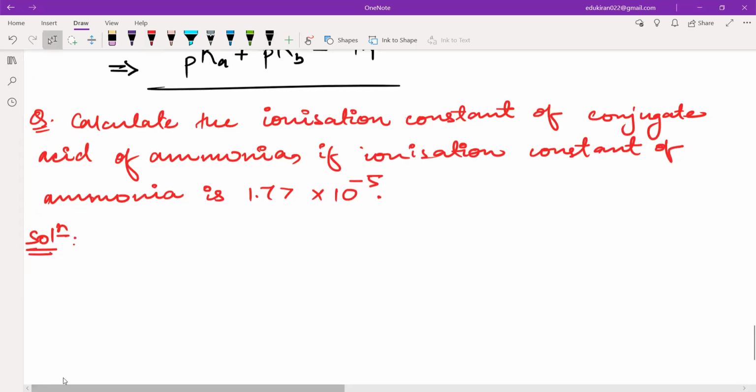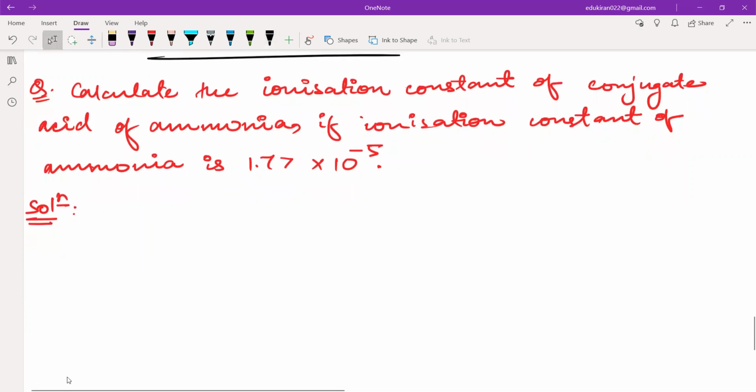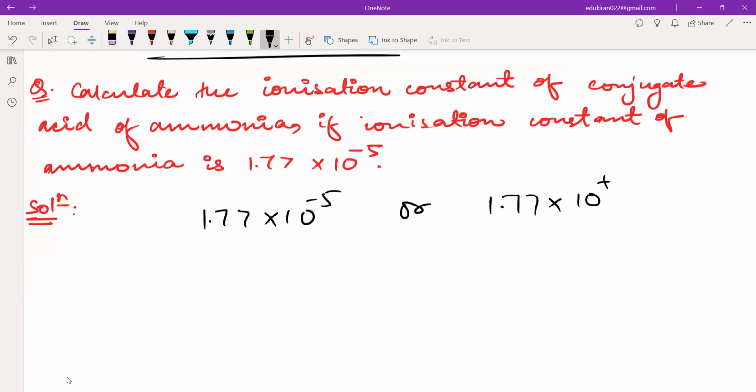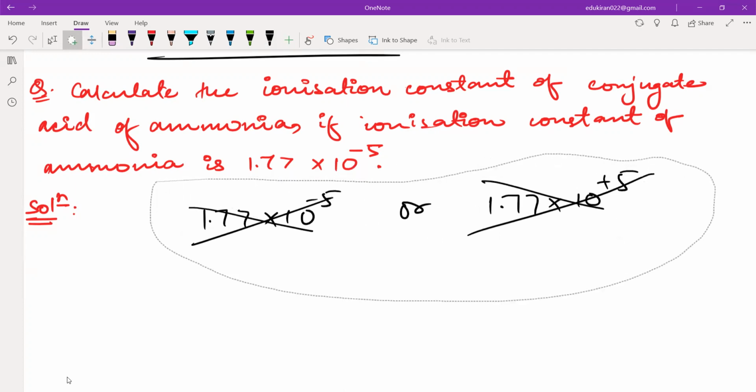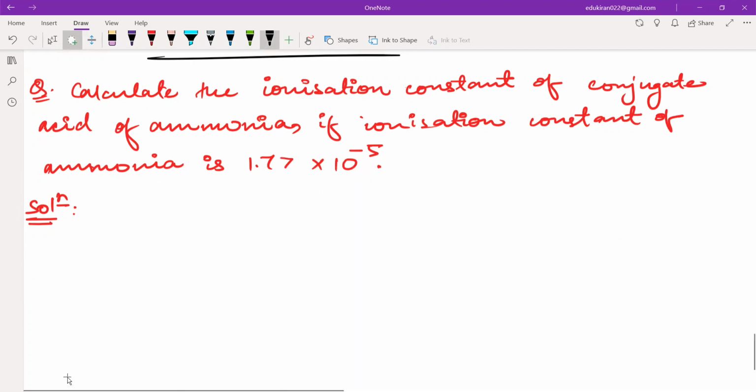How many of you have this urge to write the answer, that the ionization constant of the conjugate acid of ammonia will be this much only, or something related to that, without doing any calculation? Never write like this. It will not be 1.77 into 10 to the power minus 5, or 1.77 into 10 to the power plus 5. Please remember, at least these are not the answers. The important thing is that you read the question carefully. Calculate the ionization constant of the conjugate acid of ammonia if the ionization constant of ammonia is given. That means I first have to see what the conjugate acid of ammonia is.